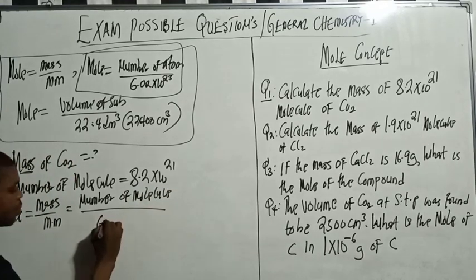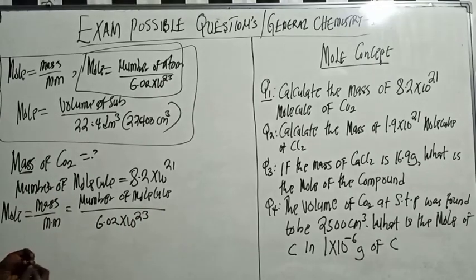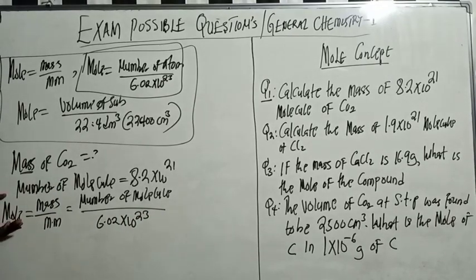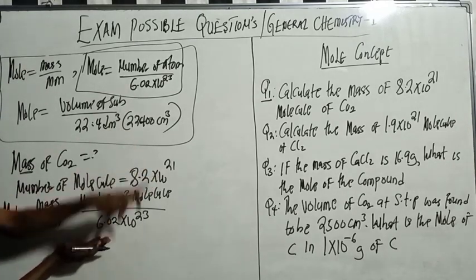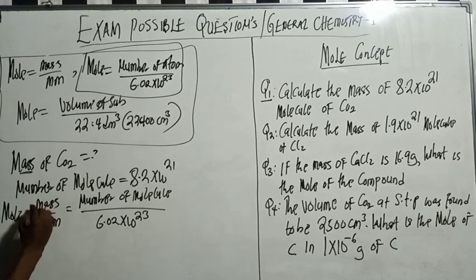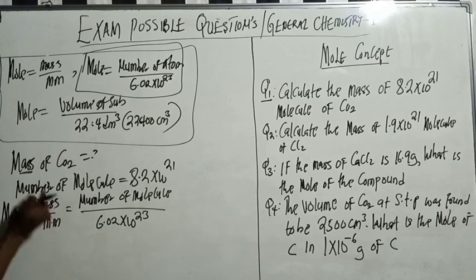Over 6.02 exponential 23. Do you see that? Now, the main reason why I use mole here is because of mass per molar mass. The same one, you also see the number of molecules over 6.02 exponential 23. So we are able to make use of this here. Remember, we are looking for mass, right?